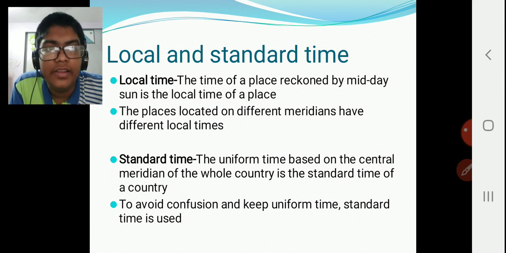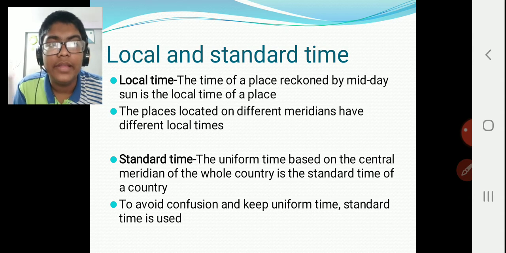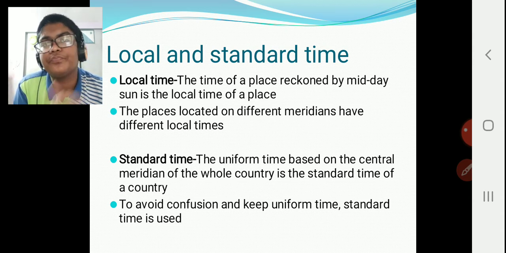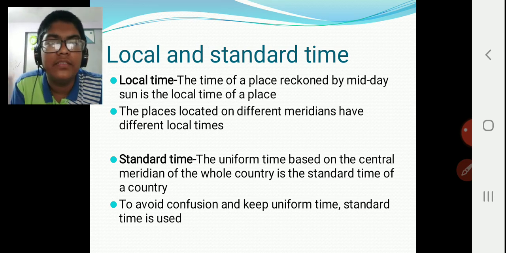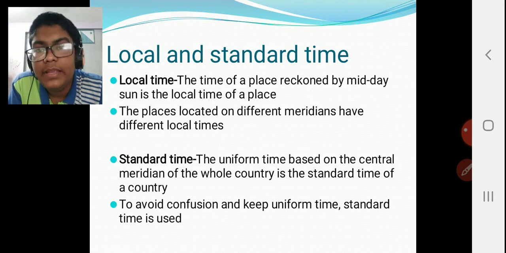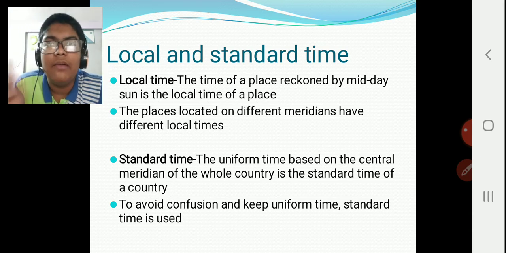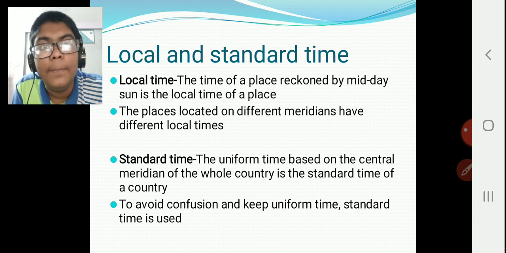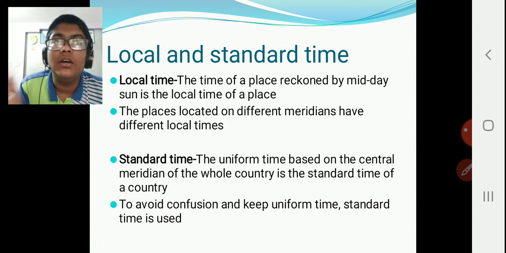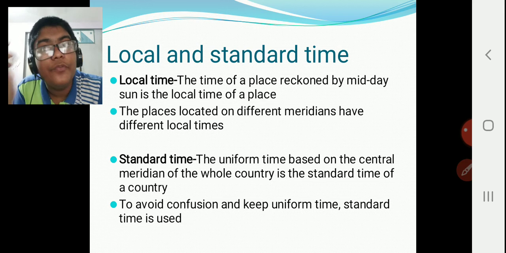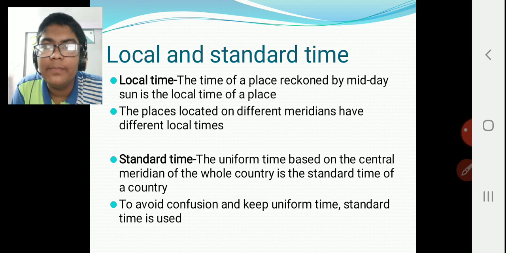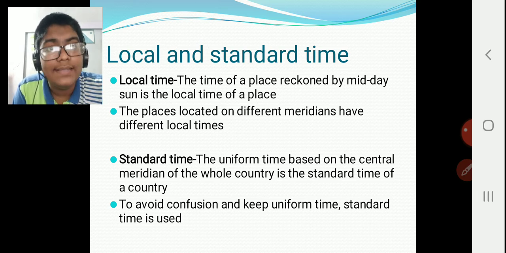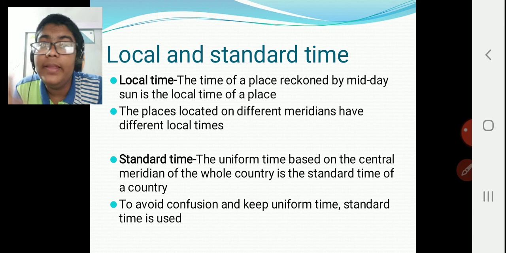Local time and standard time. Local time is the time of a place reckoned by the midday sun. So on a longitude, say some place, say Mumbai, it's 12 noon. Why is that 12 noon? Because in Mumbai the sun is directly overhead, and it's midday, noon. But at some other place it may not be so.